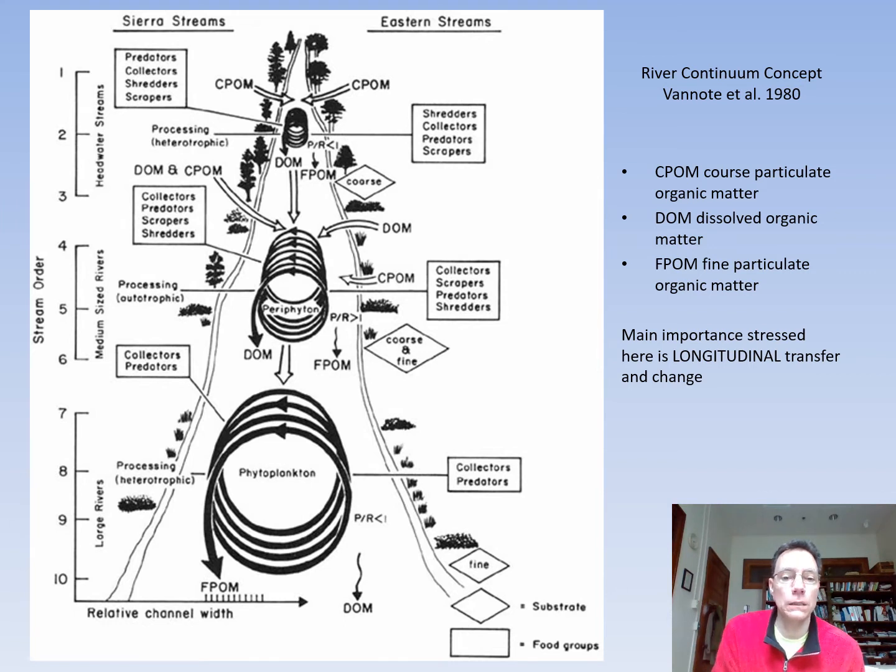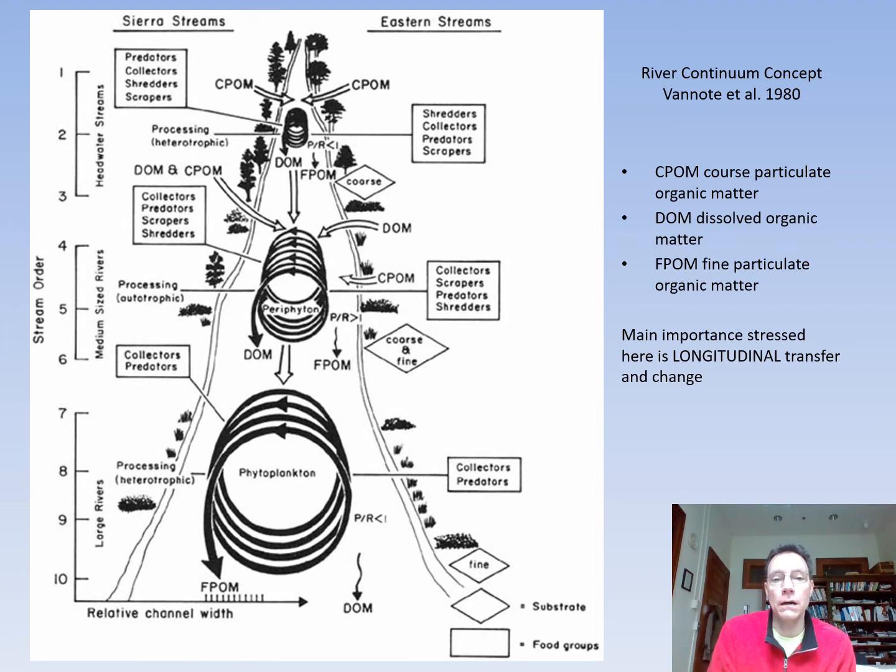When you get down to a very large order stream, 7, 8, 9, 10, now it's mostly phytoplankton and very fine and dissolved carbon. There's almost no coarse stuff. Sure, there might be a log or a dead body or something floating down the river, but for the most part, it's very fine particulate stuff. And it's mostly collectors and then the predators that eat them. There's no scrapers, there's no shredders.